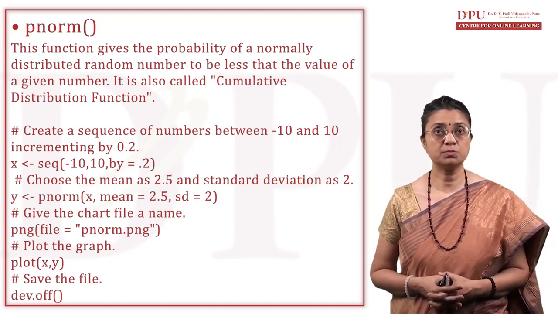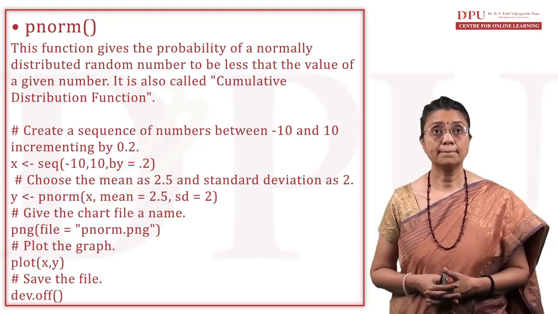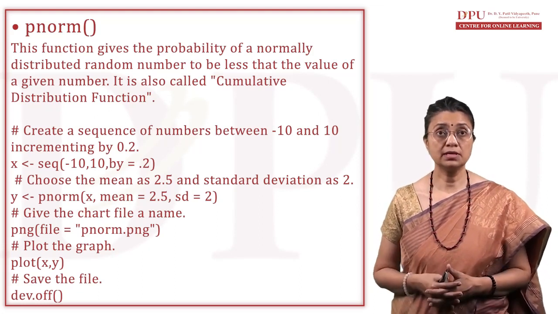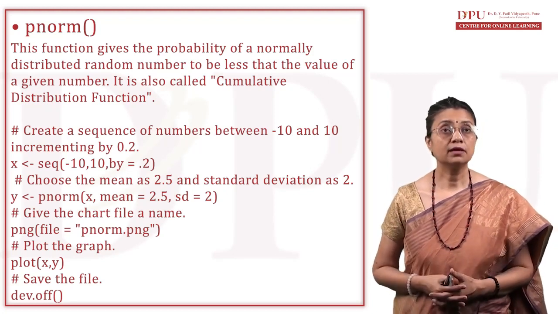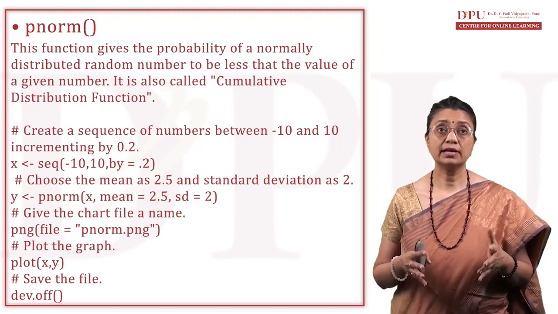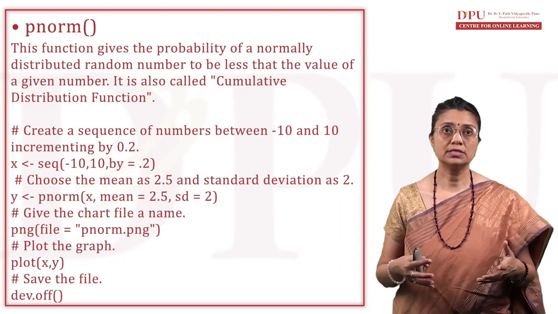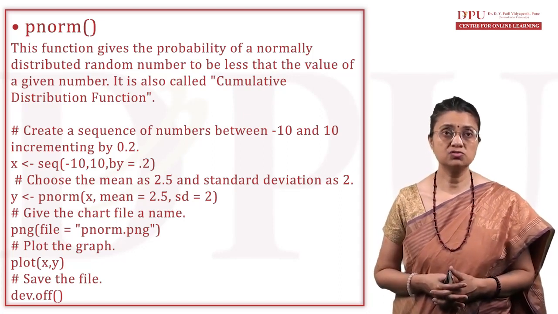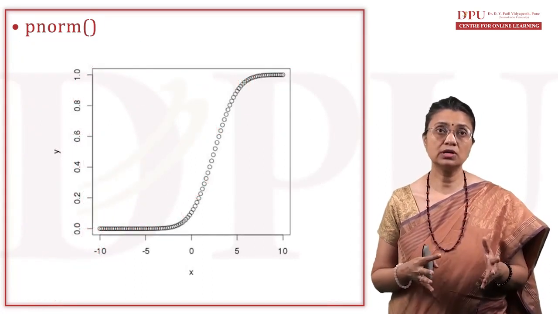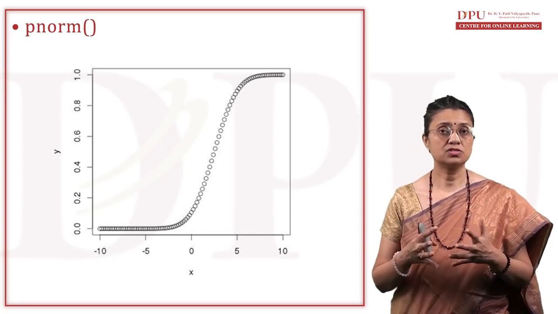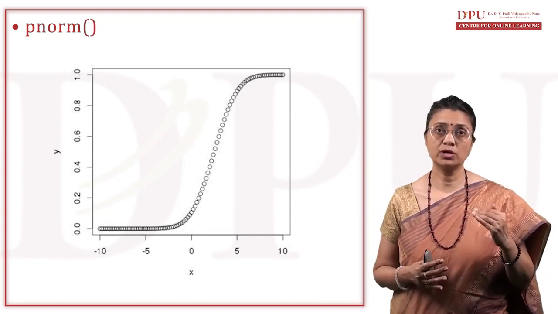Create a sequence of numbers between -10 and 10, incrementing by 0.2. We choose the mean as 2.5 and then we have the standard deviation as 2. You can see in the y variable we are storing pnorm where x is my sequence, mean is 2.5 and standard deviation is 2. You can see we give the chart title pnorm.png and again we plot the graph which is x, y. So now you can see the cumulative distribution function on the right hand side, which is the output. On the x-axis I have -10 till 10 and on the y-axis I have 0.0 till 1.